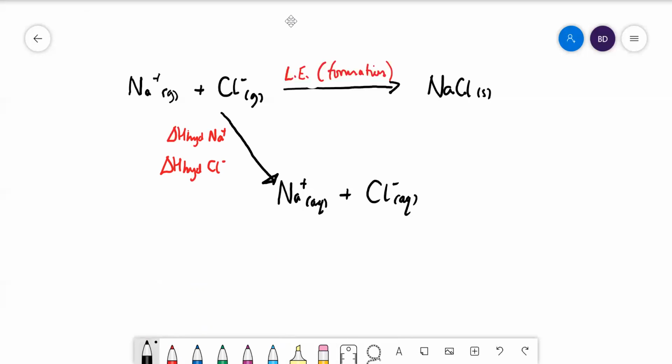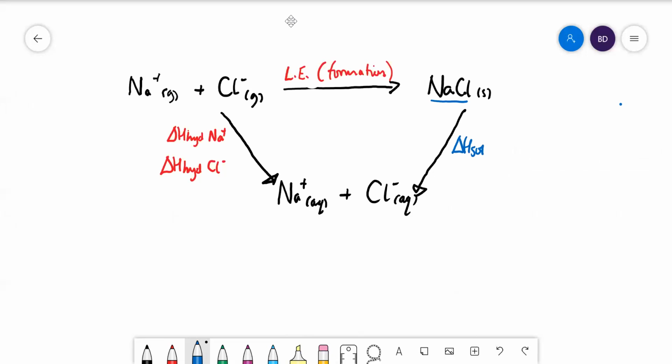And then finally, this one here is the one we're really interested in. This is the one we want to find out. We're dissolving 1 mole of solid into the water, so that's going to be delta H sol, and that's what we're going to find out.